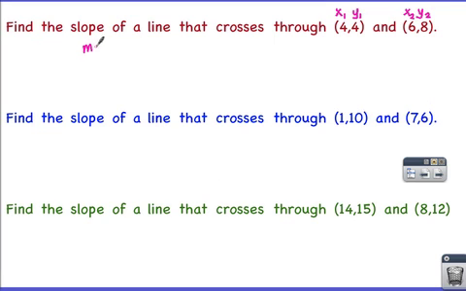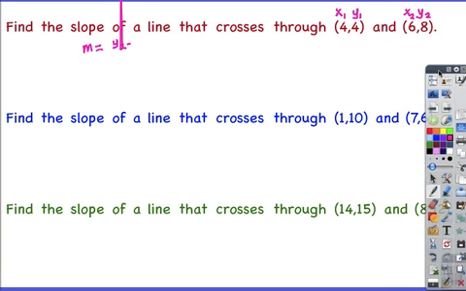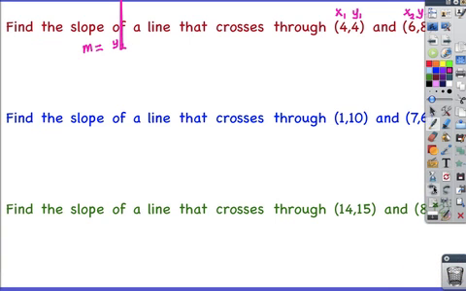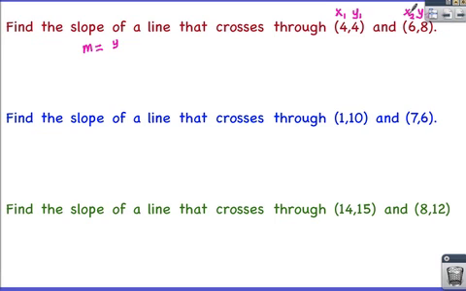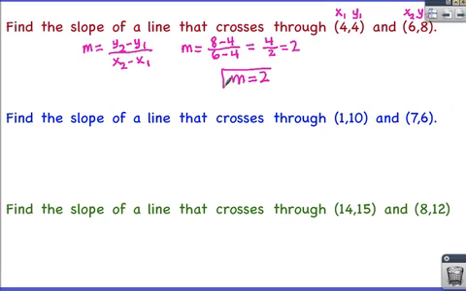And then we use our formula, m equals y2 minus y1 over x2 minus x1. So our slope is 8 minus 4 over 6 minus 4, which is 4/2, or 2. So we found the slope to be 2. Now you try the next two questions on your own. Pause the movie and resume when you're ready.